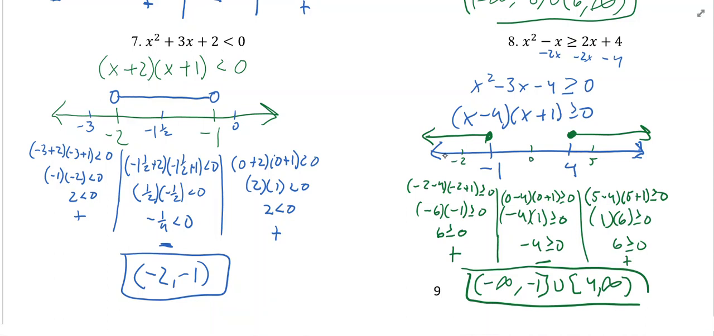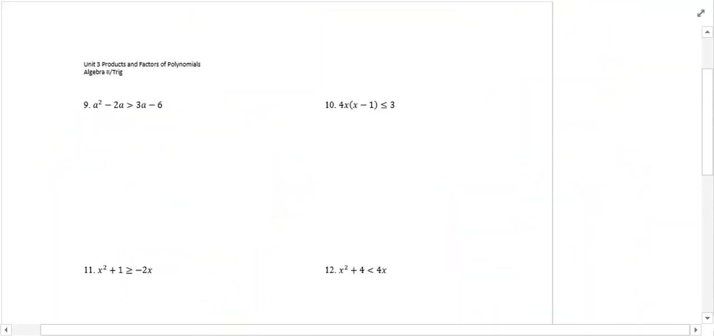So is everything to the left of -1, including -1? Everything's to the right of 4, including 4, because that's where the positive numbers would lie. So then when I write my interval, it's parentheses negative infinity to -1 bracket, or bracket 4 to infinity. All right, so let's go ahead and go to the next page here.